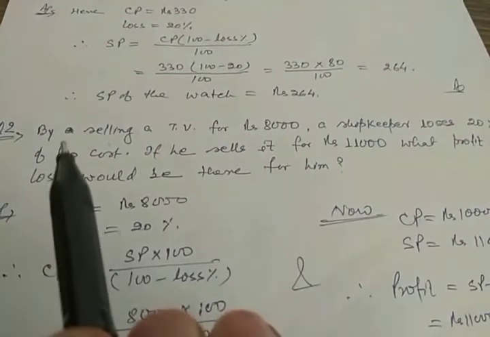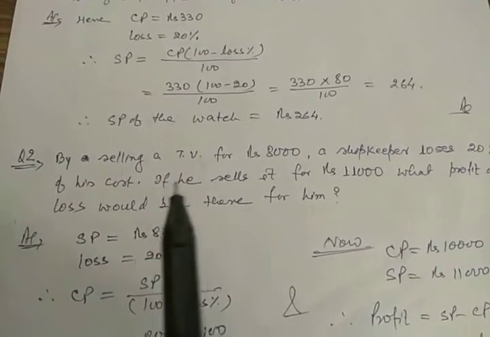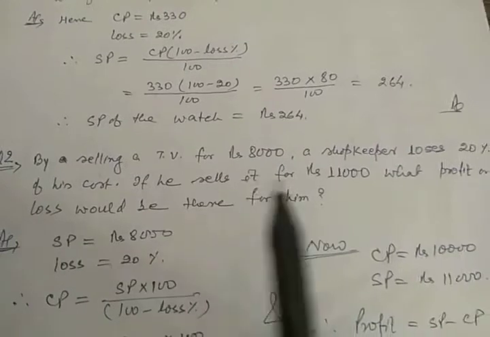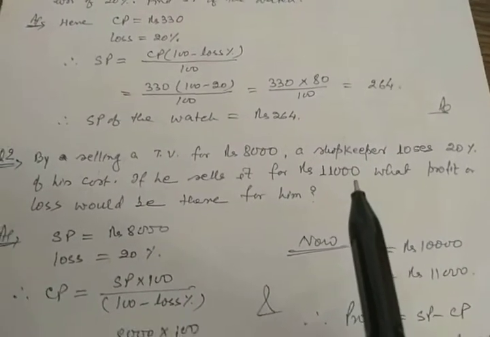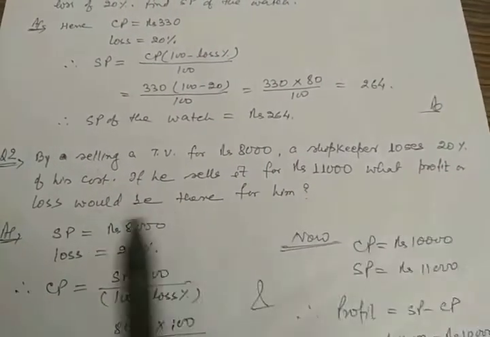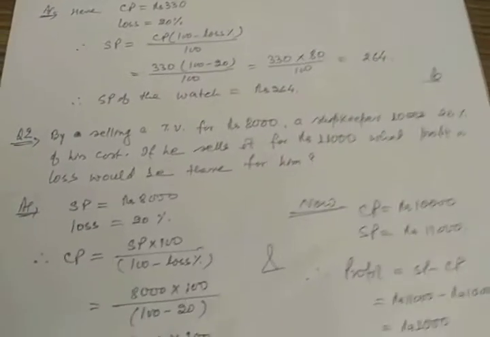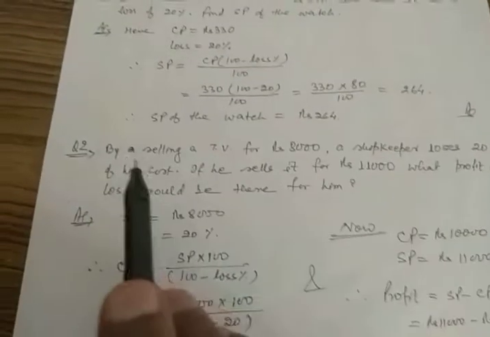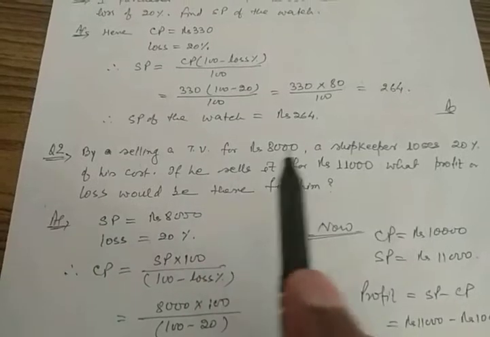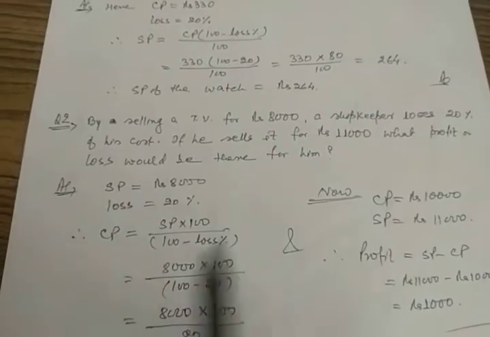By selling a TV for rupees 8,000, a shopkeeper loses 20% of his cost. If he sells it for rupees 11,000, instead of 8,000, what profit or loss would be there for him? So this is a two cases condition question. First condition, it is given that selling of a TV for 8,000, I mean SP is 8,000, loss is 20%, so that easily we can calculate its CP.